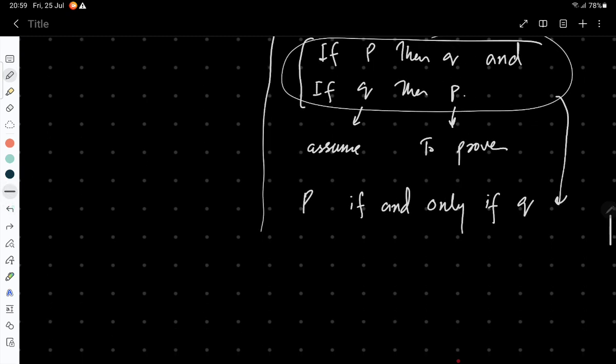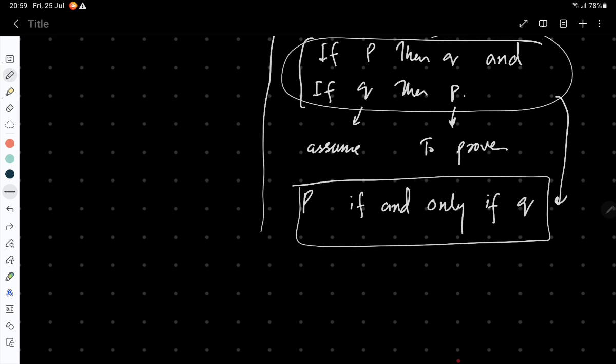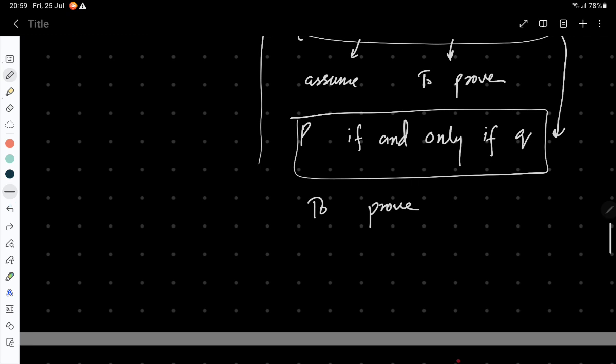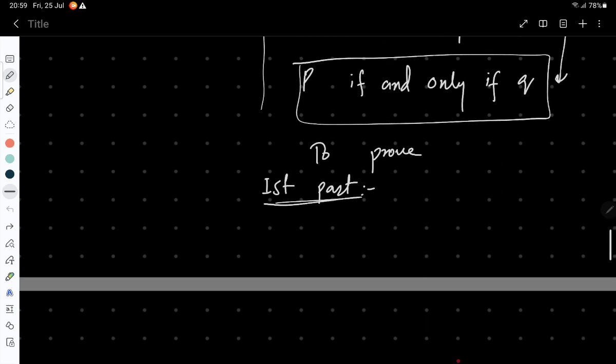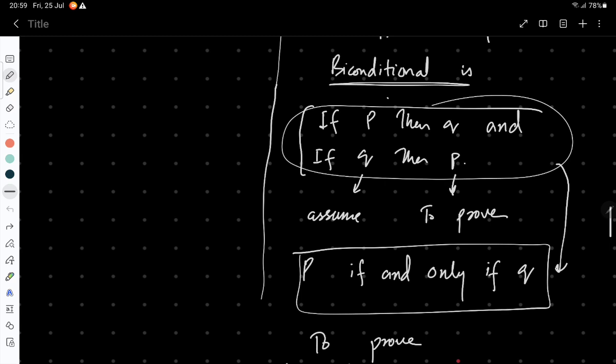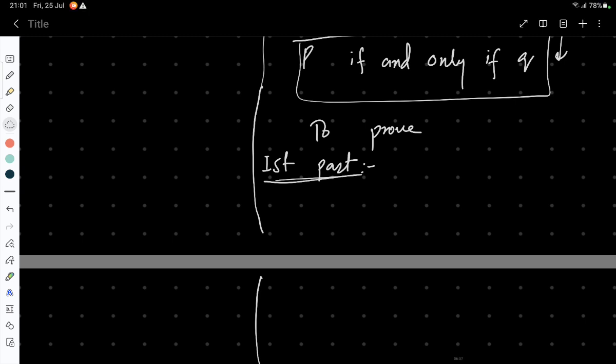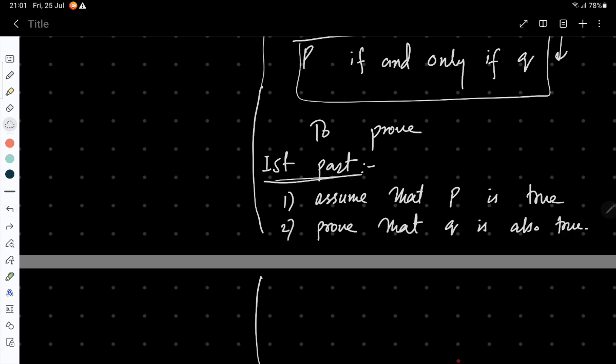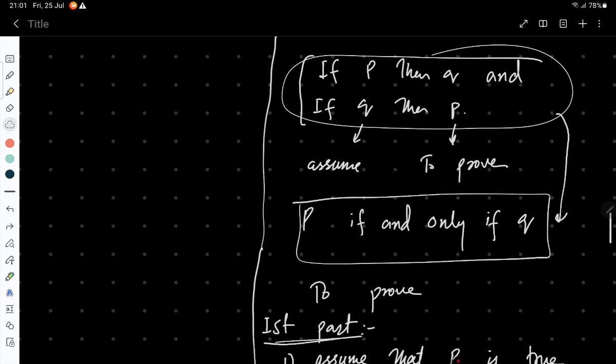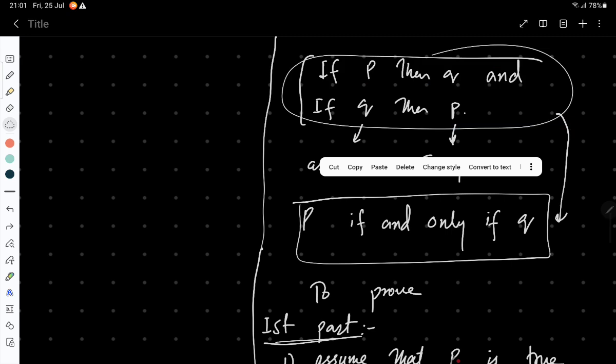So this kind of statement has two parts. How do we prove these two parts? Let's look at the first part. In the first part, I have to assume that P is true and I will prove that Q is also true. This is the first part, you can check.